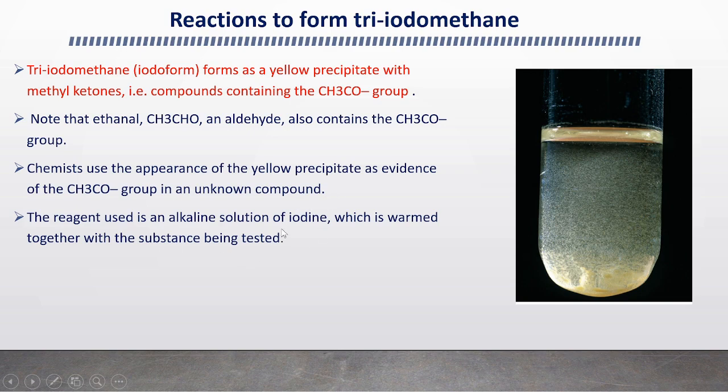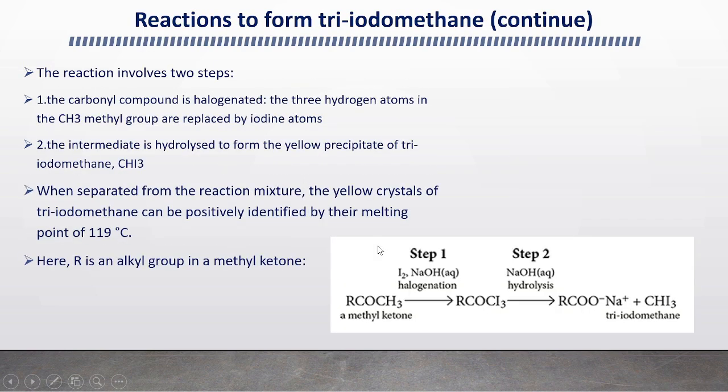The reagent used is an alkaline solution of iodine which is warmed together with the substance being tested. Now you can see in this equation a methyl ketone first converts with the help of alkali and iodine into RCOCI3 and then into carboxylate ion along with the formation of triiodomethane. And how can we be sure that this is triiodomethane? When separated from the reaction mixture, the yellow crystals of triiodomethane can be positively identified by their melting point, which is 119 degrees centigrade.